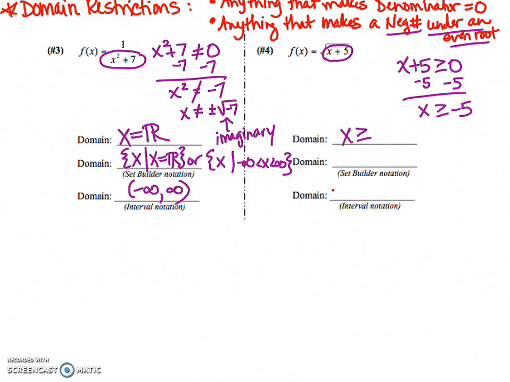So our domain is x has to be greater than or equal to negative 5. In set builder notation, x such that x is greater than or equal to negative 5. And in interval notation, square bracket on negative 5, comma, round bracket on infinity.